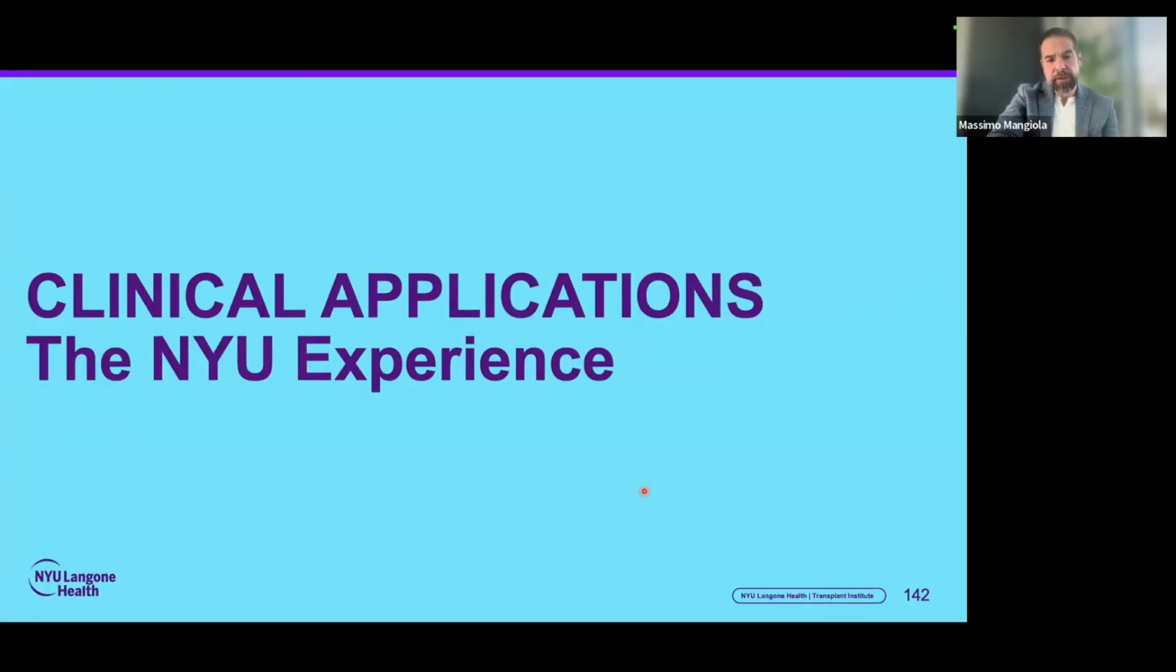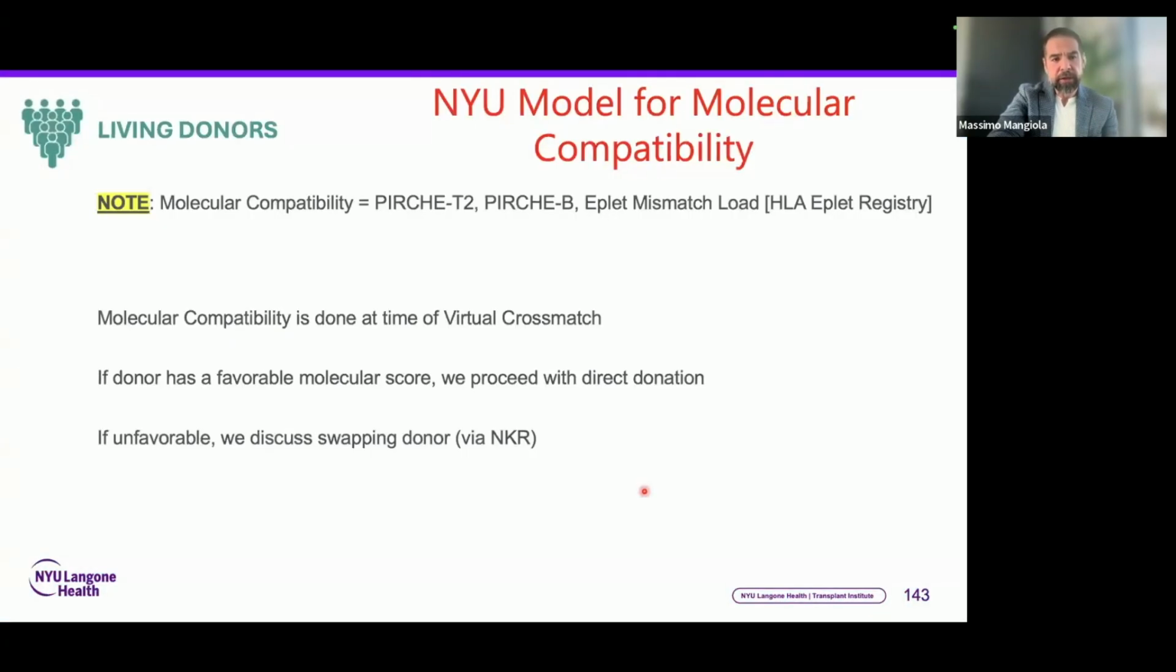Very briefly, how do we use molecular compatibility at NYU? And note, when I speak about molecular compatibility, I mean PIRCHE-T2, PIRCHE-B, and haploid mismatch through the HLA registry only. So in the living donor space, molecular compatibility is done every time Doreen and I get a virtual cross-match. There is no instance in which we do not do these 3 things when there is a virtual cross-match on living donors. If the donor has a favorable molecular score, the medical team most likely is going to proceed to direct donation. If it's unfavorable, the medical team is going to discuss with the patient and the donor the possibility of swapping, and they'll take it from there.